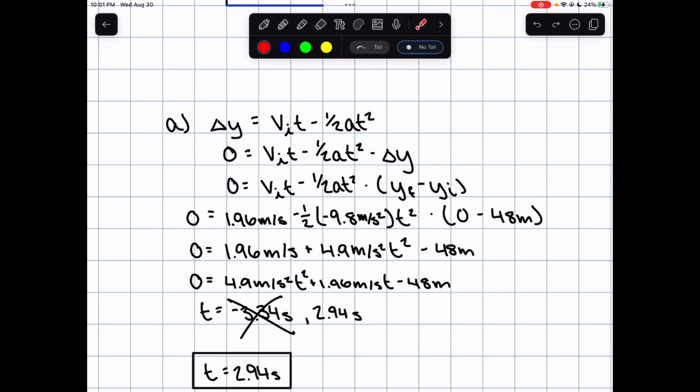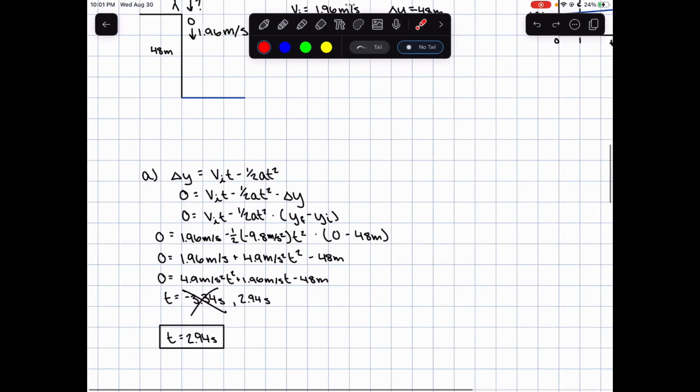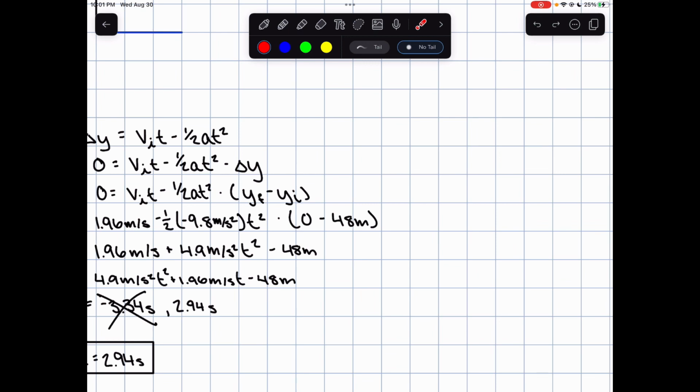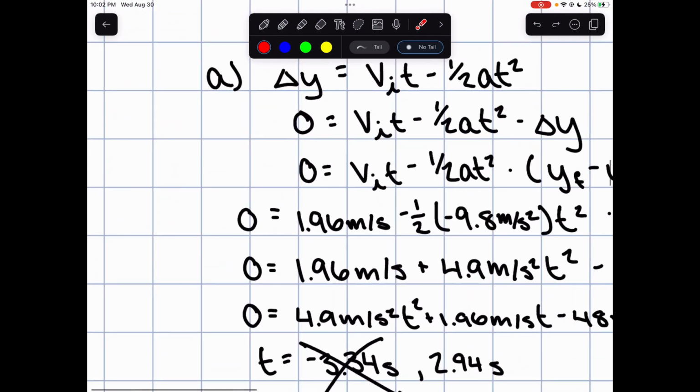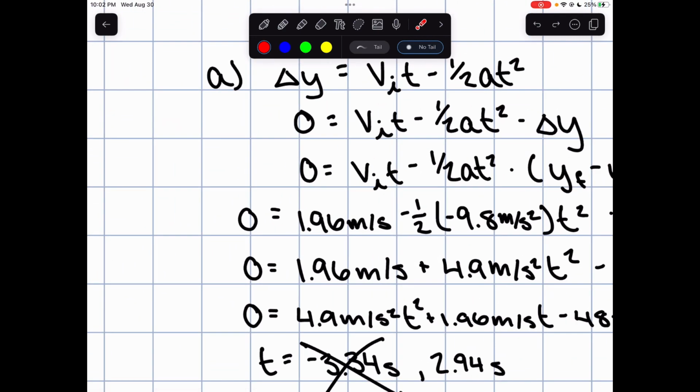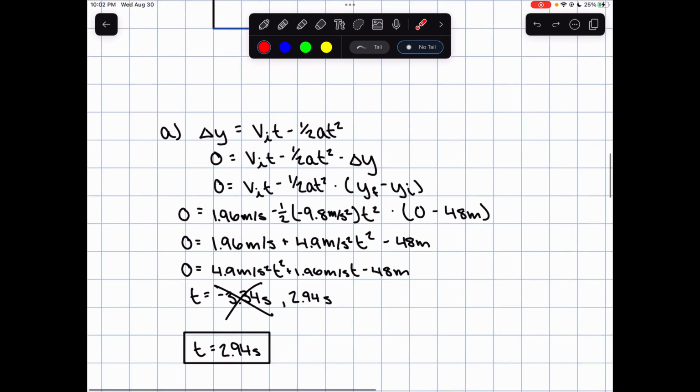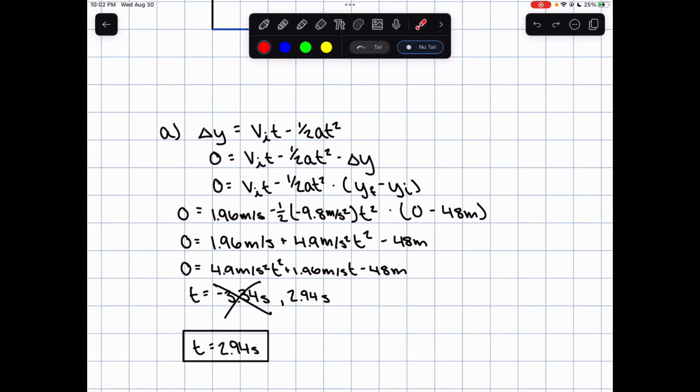We know that the change in position can also be called the final position minus the initial position. As we stated before, we know the initial position is at the top of the cliff, and we know the final is at the bottom, which is also considered to be 0. So it's 0 minus 48 meters for our change in position. We also plug in our acceleration, which is negative 9.8 meters per second squared. And then we plug in our initial speed, which is 1.96 meters per second. After that, we're going to clean up our equation a little bit.